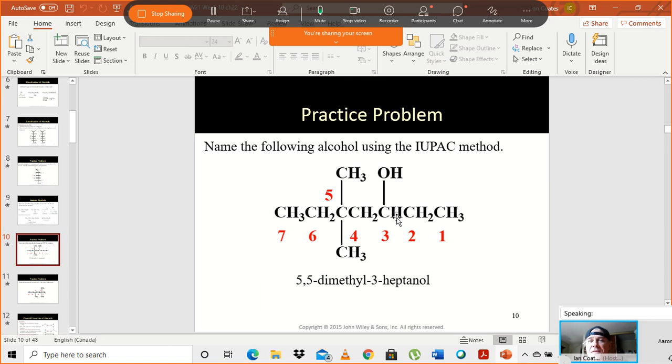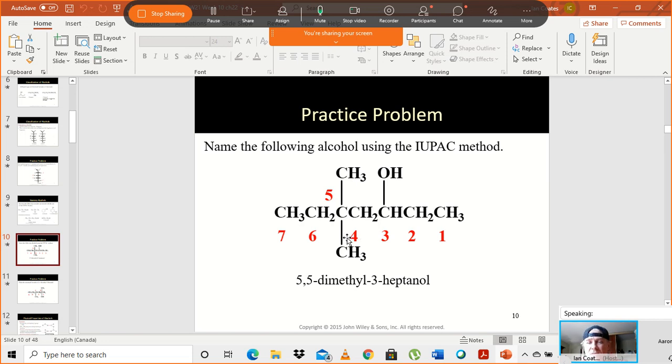Here we've got this one. Name the following. This one here looks like a beast. It is. Don't worry about it. Okay. What's the first thing you do? Find your longest chain. And be careful. It looks like this one is the case here, but sometimes it's not. Sometimes you may have to do a snake, a python through and find your longest chain. But we got 1, 2, 3, 4, 5, 6, 7. So that's a heptane.